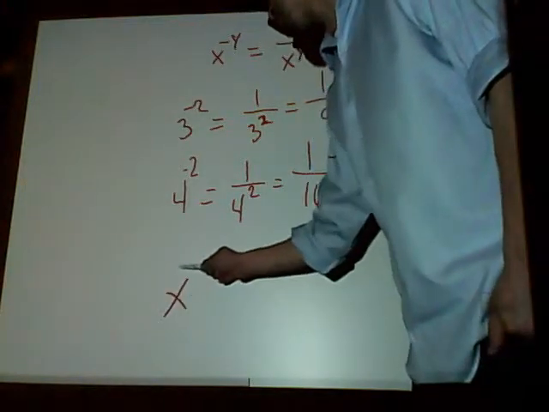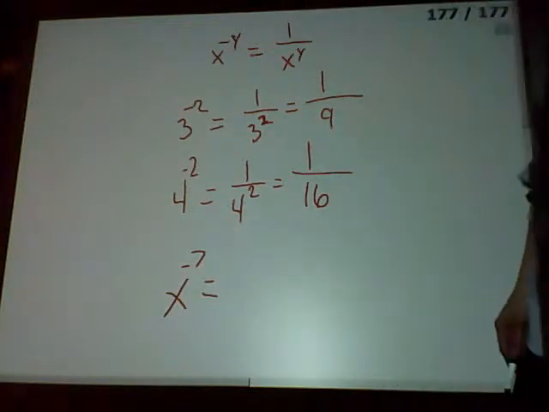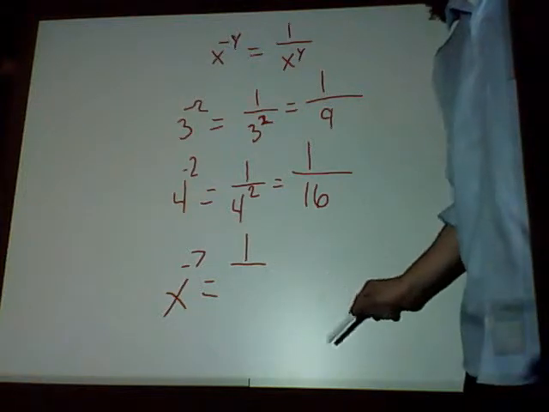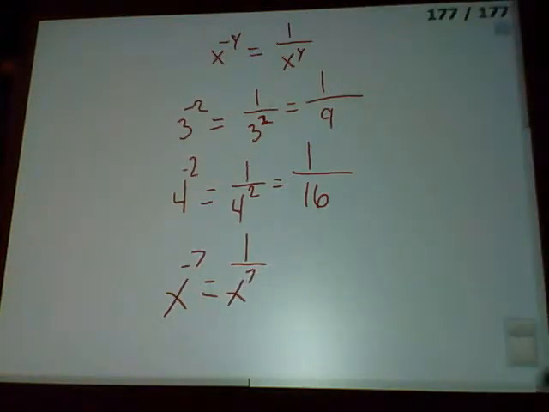Okay, so I'm going to give you guys one more. All right, try this one by yourself. x to the negative 7. All right, how do you write that? I hope you got 1 over x to the 7. All right, that's what we're going to do.